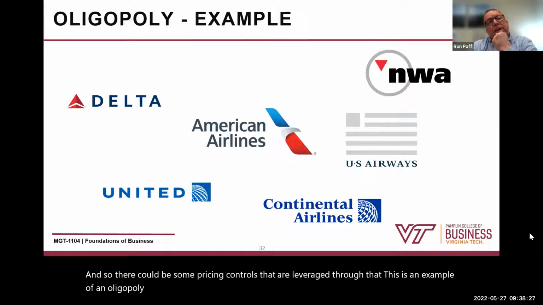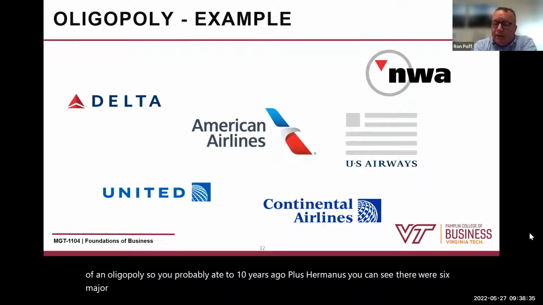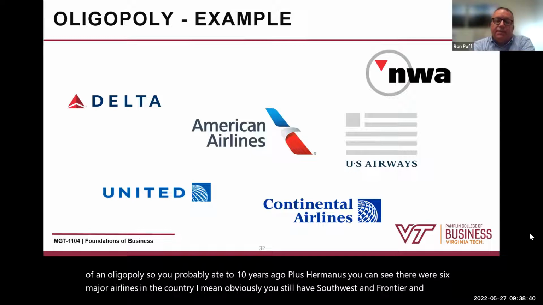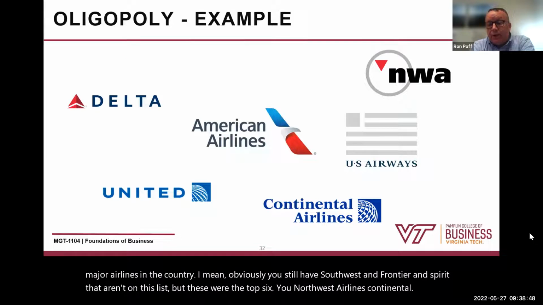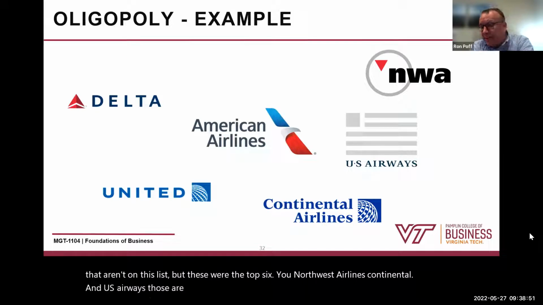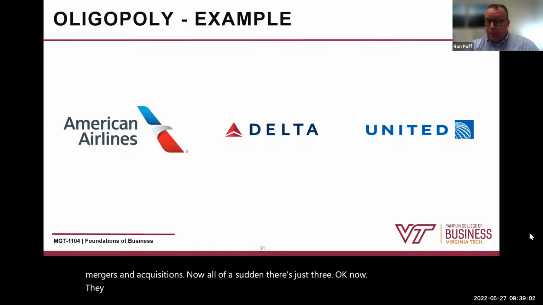This is an example of an oligopoly. So you probably 8 to 10 years ago, plus or minus, you can see there were 6 major airlines in the country. I mean, obviously you still have Southwest and Frontier and Spirit that aren't on this list, but these were the top 6, Northwest Airlines, Continental, and US Airways. Those are probably names that you may have seen in the past, but through mergers and acquisitions, now all of a sudden there's just 3.